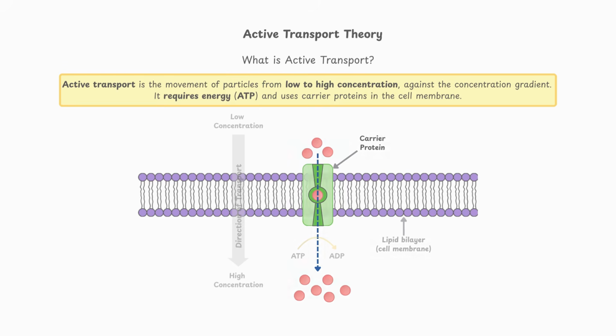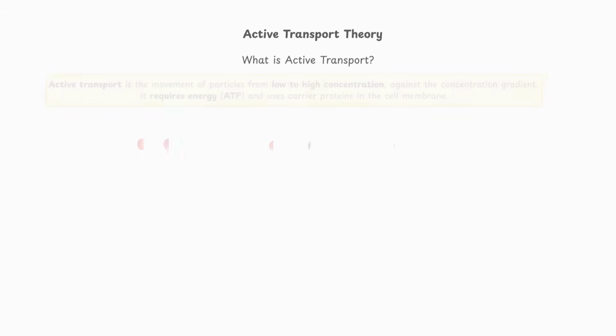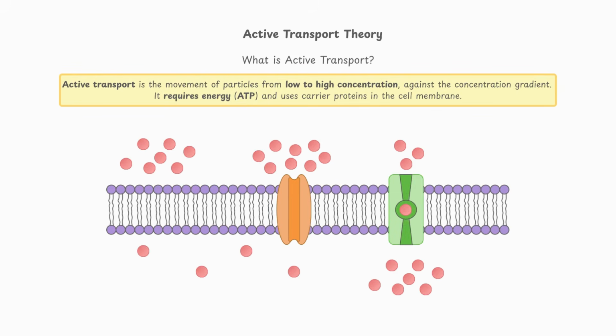The membrane itself is shown as a lipid bilayer, which controls what enters and leaves the cell. This diagram shows how substances move across a cell membrane. On the left, diffusion is happening. Particles move from an area of high concentration to low concentration, spreading out naturally. In the middle, facilitated diffusion also moves particles from high to low concentration, but through protein channels in the membrane.